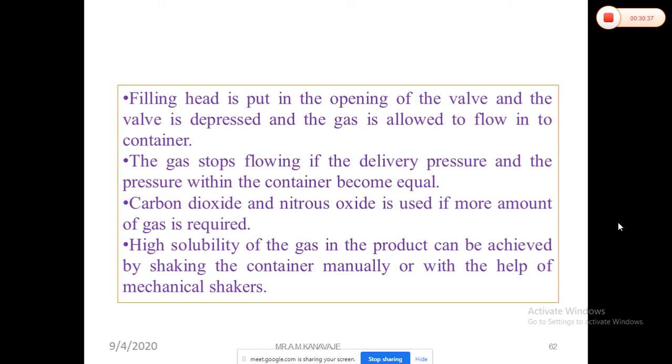Mostly carbon dioxide and nitrous oxide are used when a larger amount of gas is required. High solubility of the gas in the product can be achieved by shaking the containers manually or with the help of a mechanical shaker.